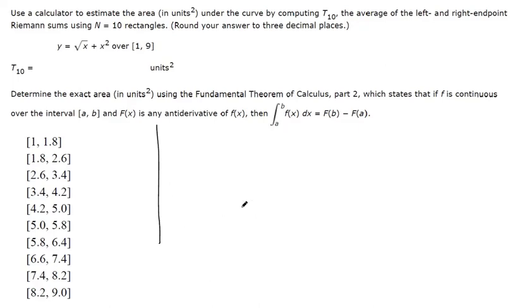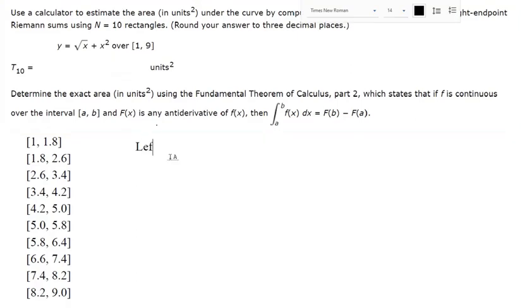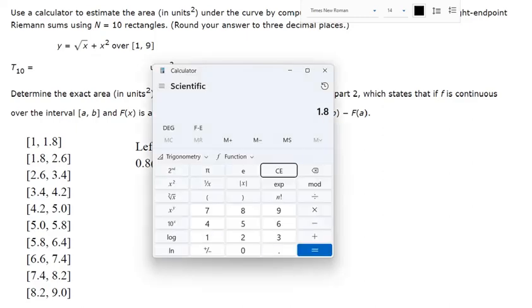So for the left, we're plugging in all the left sides. So we got 1, square root of 1 plus 1 squared is 2. And here, everything's getting multiplied by 0.8, so we can factor 0.8 out of it. So we got 2 for the first one. We got to plug in 1.8, square root of that.